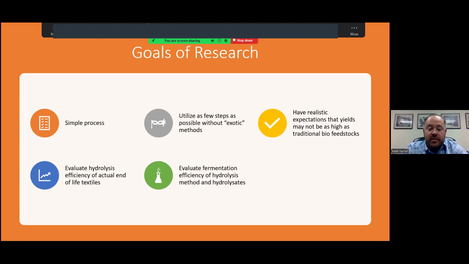Whatever we develop in terms of a process, we want to be able to put this on actual end-of-life textiles to see how this process works. And then, of course, the sugar that we're making, we want to be able to evaluate that in some methods so that we ensure that the sugar, or the glucose, can be utilized downstream in another process. An easy example would be fermentation to make ethanol.